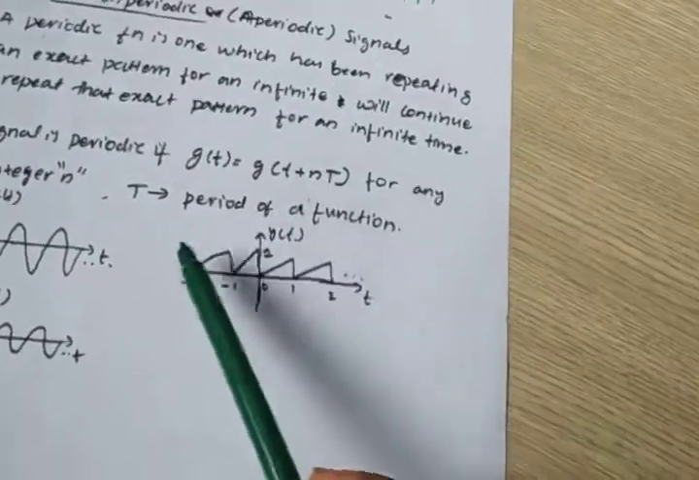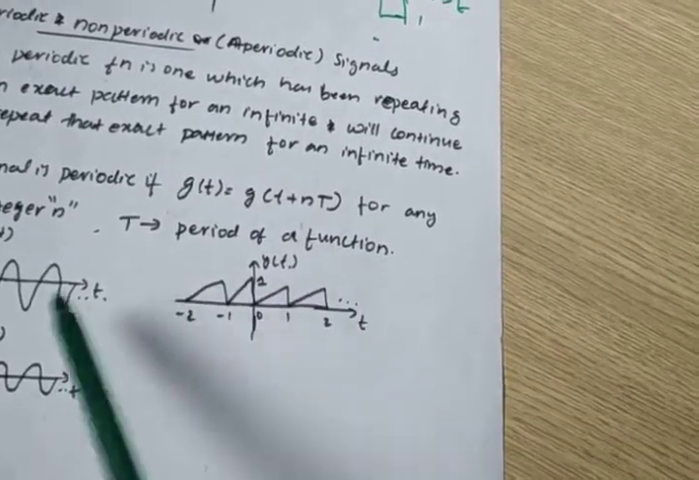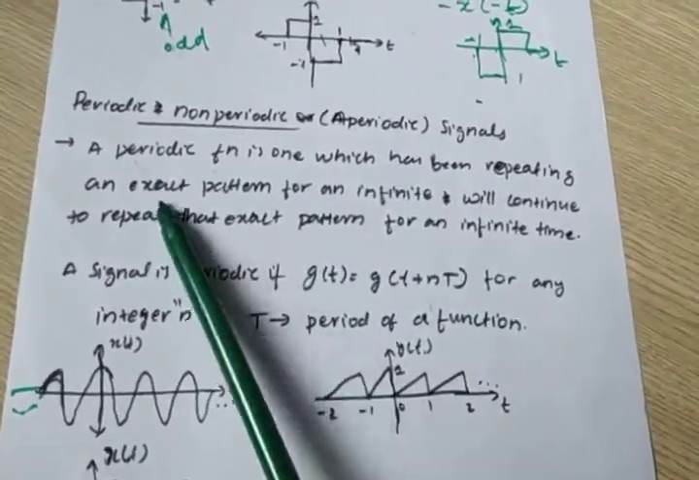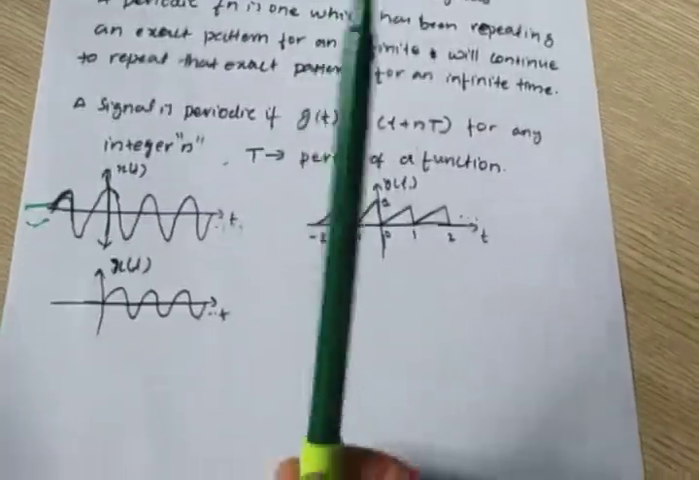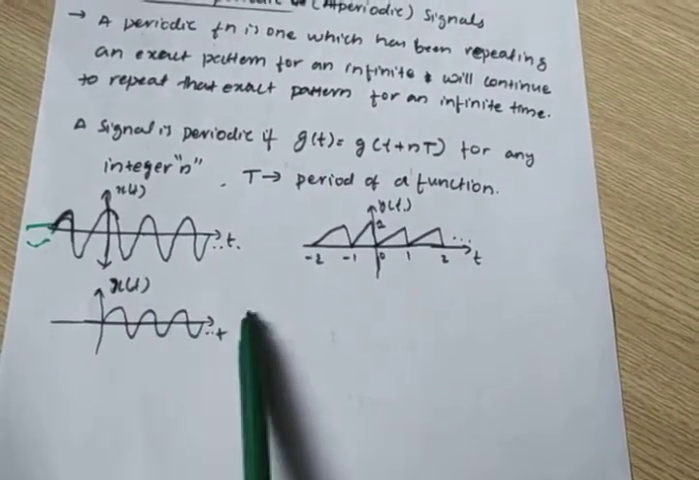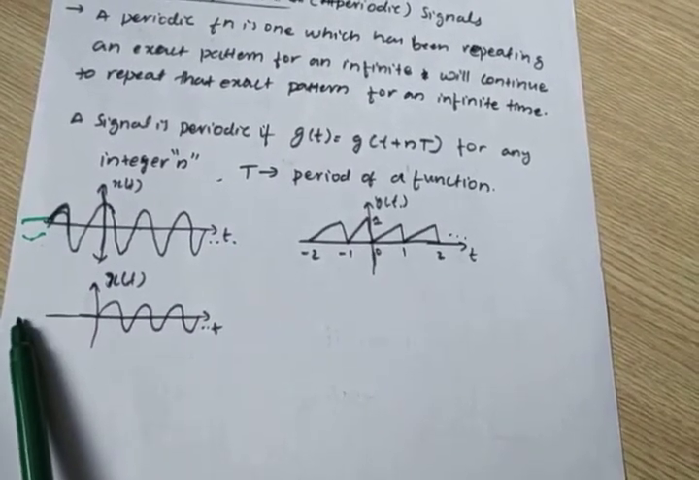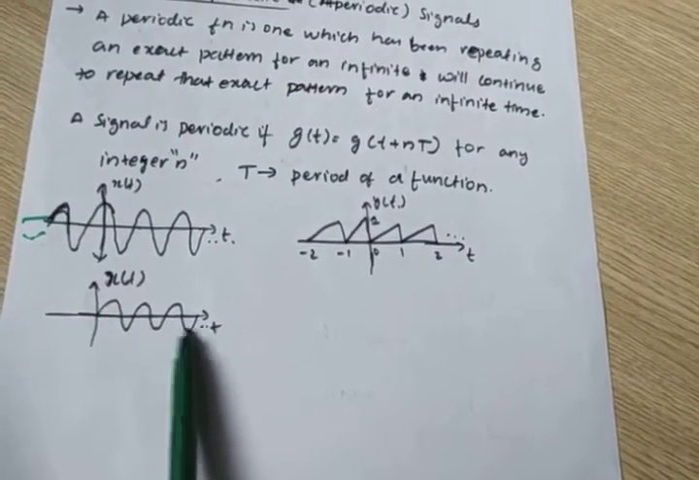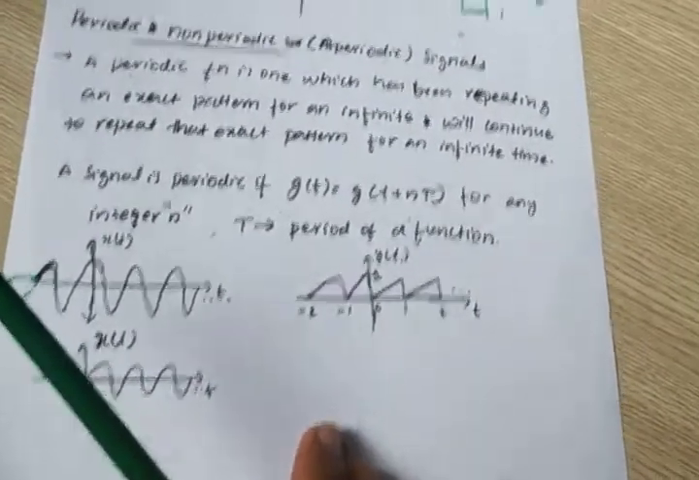Okay. So look at here. This is also another periodic signal. This pattern is repeating over infinite time. A periodic signal is one which has been repeating an exact pattern for an infinite time. It will continue to repeat that exact pattern for an infinite time. So look at this. This is not a periodic signal. Why? Because the pattern is repeating for the positive side only. For negative time, before 0, it is not repeating. There won't be any signal, it is designed only for positive values. So this is not a periodic signal.